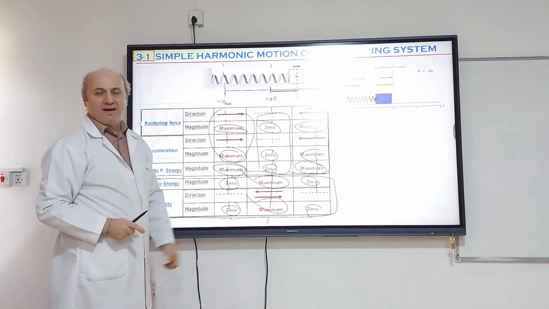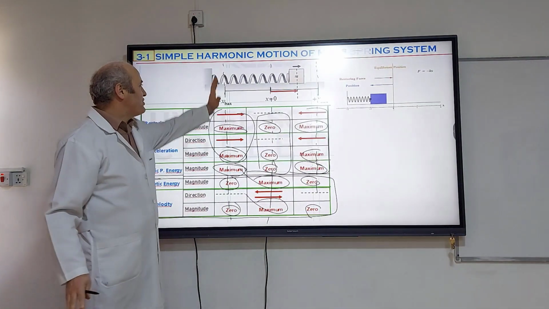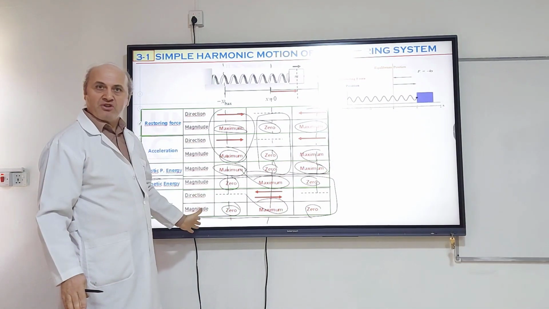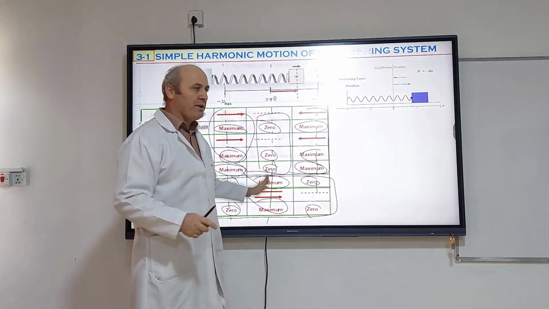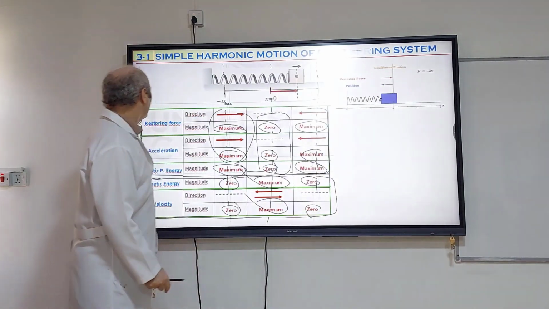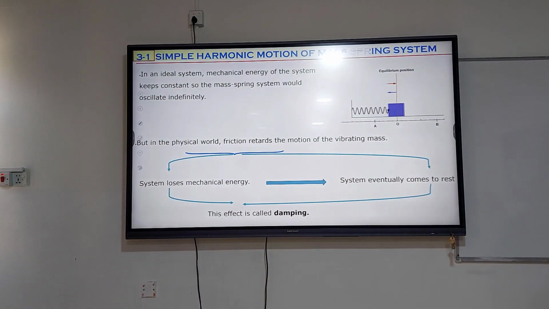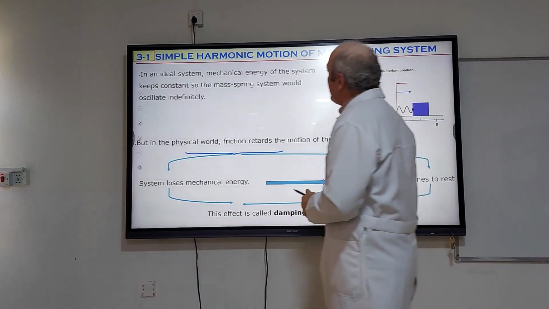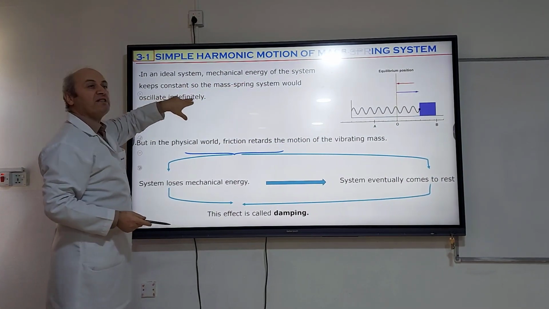These are enough, in fact, from the perspective of the 12th grade ministry curriculum. Then general questions are asked about maximum compression, maximum displacement or maximum stretch, again maximum displacement, or equilibrium position. Okay? And as I said, for an ideal system, what does ideal system mean? No energy is lost because of friction and air resistance. So in an ideal system, the mechanical energy of the system stays constant, so the mass system will oscillate infinitely.